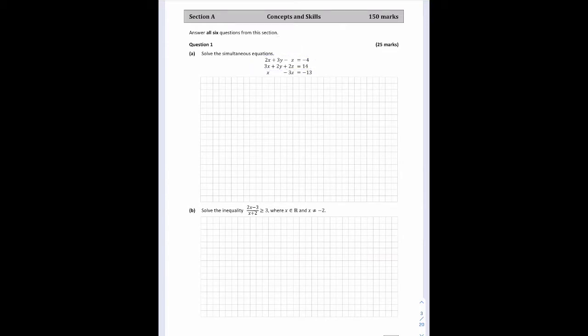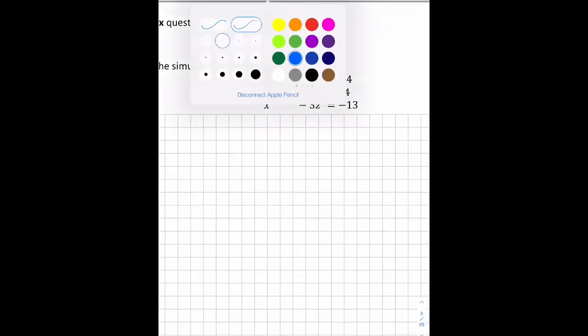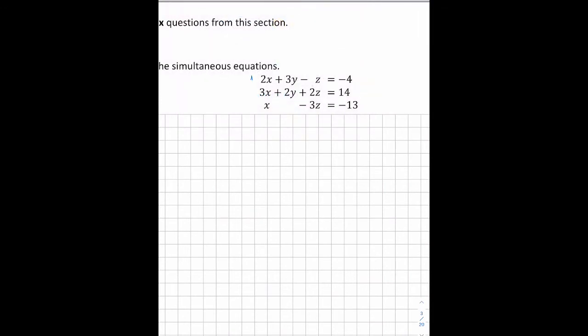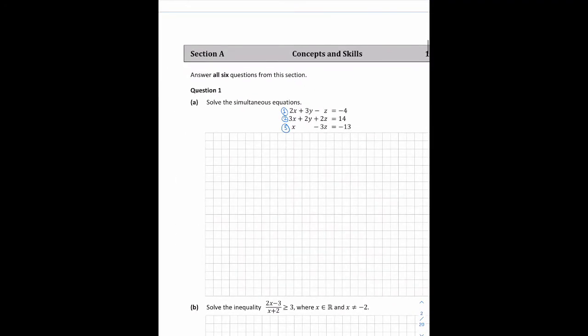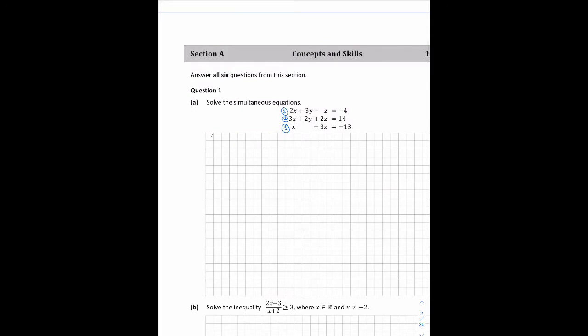So what I'm going to do is name the equations 1, 2, and 3. So we'll just call this one equation 1, equation 2, and equation 3. It's good just to label your work as you go along to make it nice and clear. So we're going to be taking equations 1 and 2, and we're going to eliminate y from them.